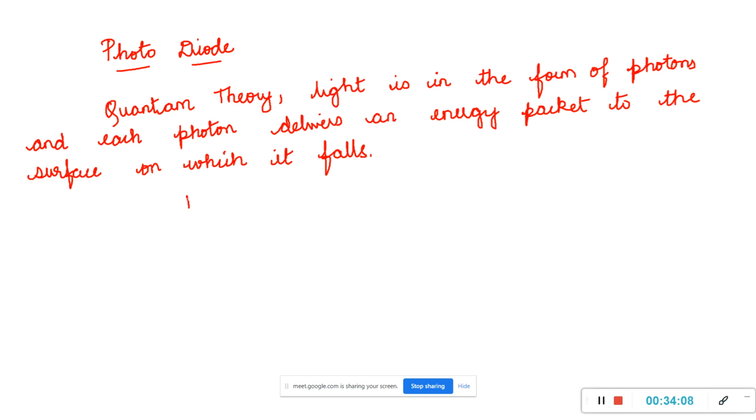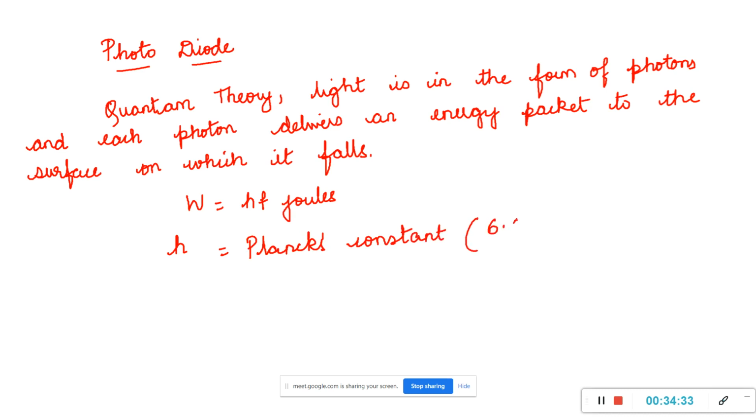We have an expression for that: W is equal to hf joules. Joules is the unit in which we measure this. Here h is Planck's constant, a standard constant, whose standard value is 6.6 into 10 raised to minus 34 joule-seconds. And f is the frequency of light.